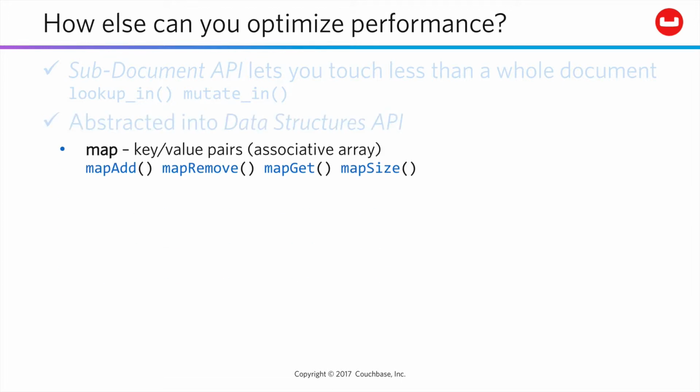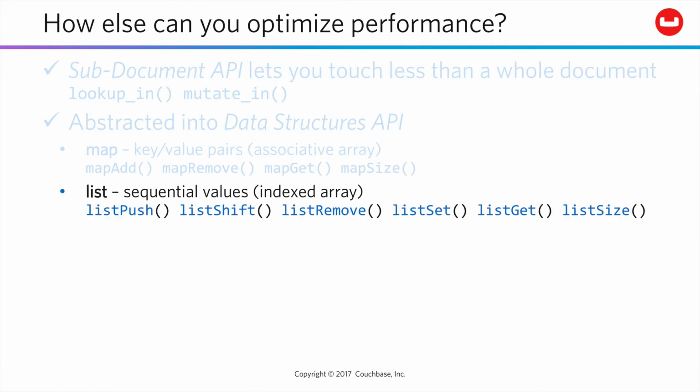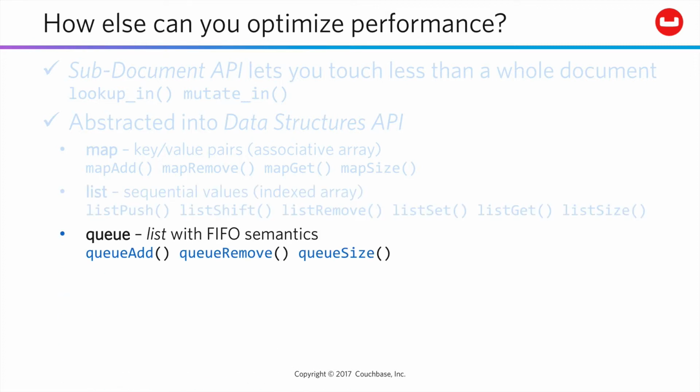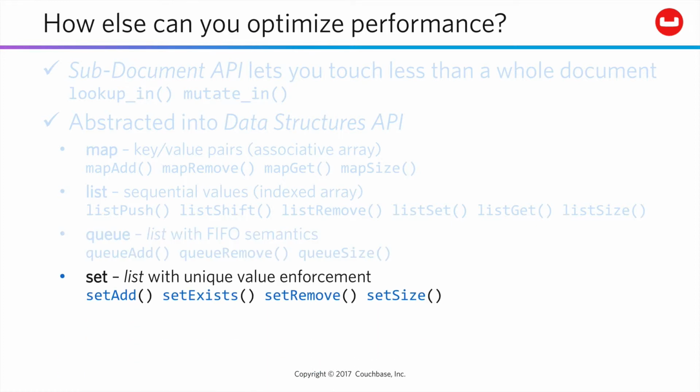With this API, you could create, for example, a map, a set of key-value pairs or an associative array, and then add, remove, get, or determine the number of items within the map as appropriate. You could work with a list, a set of sequential values, or an indexed array. With this, you can push, shift, remove, set, get, and check the size. There's also a queue, which is a list that expresses first in, first out semantics, as well as a set, a list that enforces unique values.